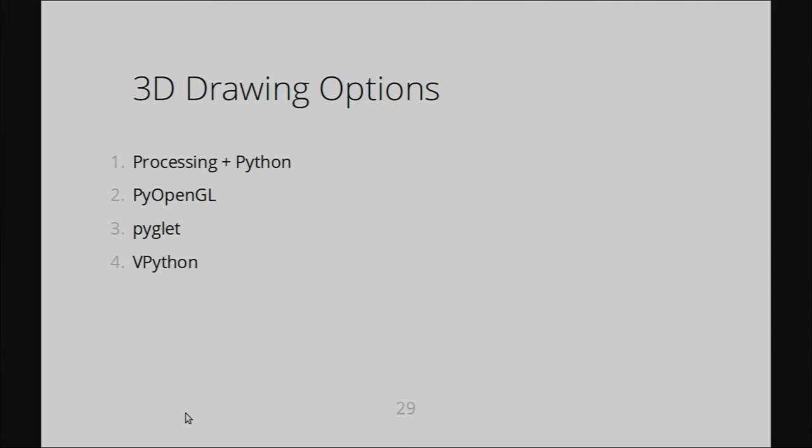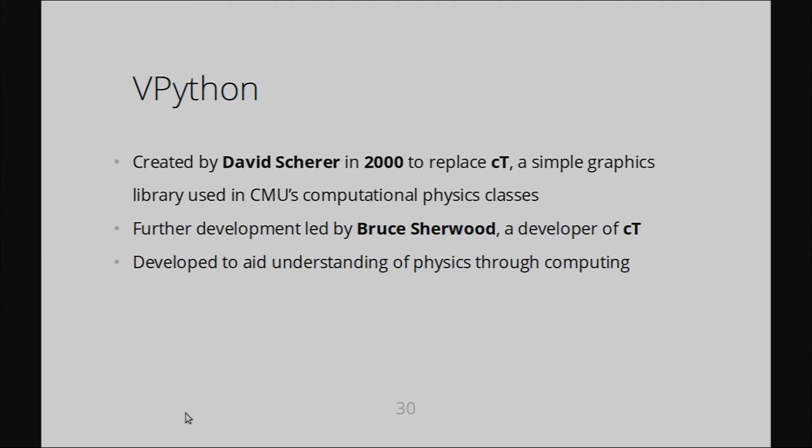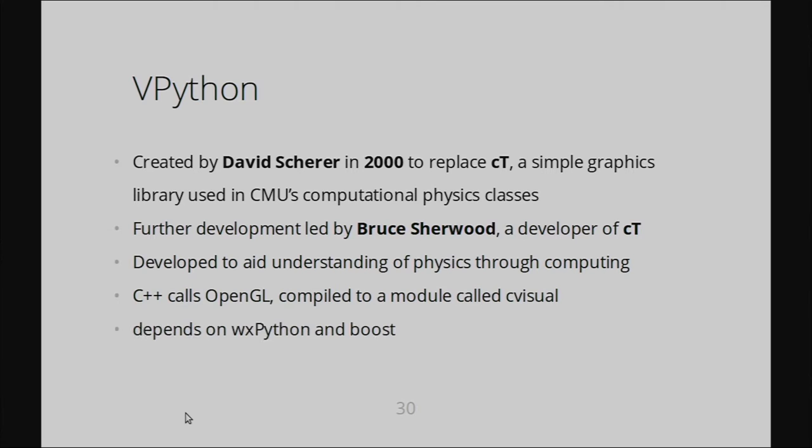All right, so the final option he comes across is called VPython. So just some background on VPython. It was created by David Scherer in 2000 to replace CT, which is what they were using to teach computational physics at Carnegie Mellon. It is currently maintained by Bruce Sherwood, who was one of the original developers of CT. And it was designed specifically for helping students learn physics through programming. How it works is that all of the actual OpenGL calls are written in C++, and that gets compiled to a module called CVisual, and then the actual windowing is based on WXPython and sort of just hooks into this compiled Python module.